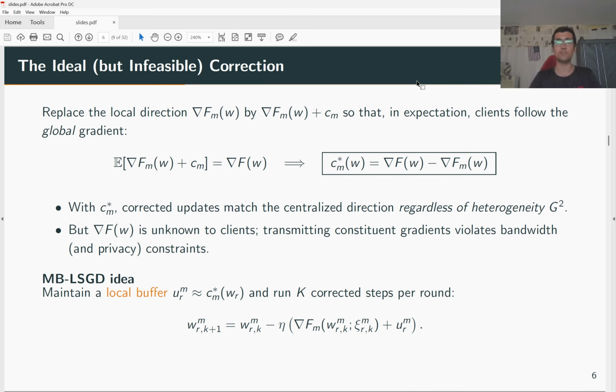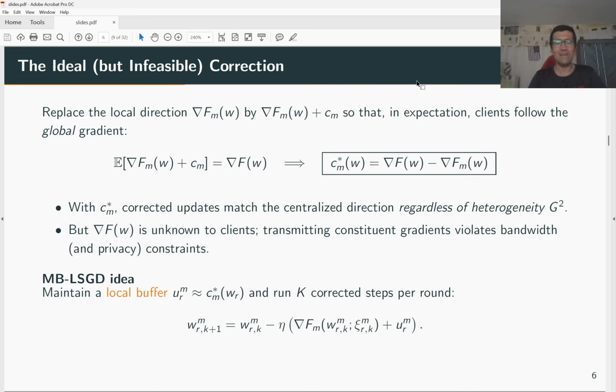The problem, of course, is that no client knows the global gradient, and transmitting everyone's gradients to compute it would blow up exactly the bandwidth and privacy budget we are trying to protect. So here is the MB-LSGD idea in one sentence.